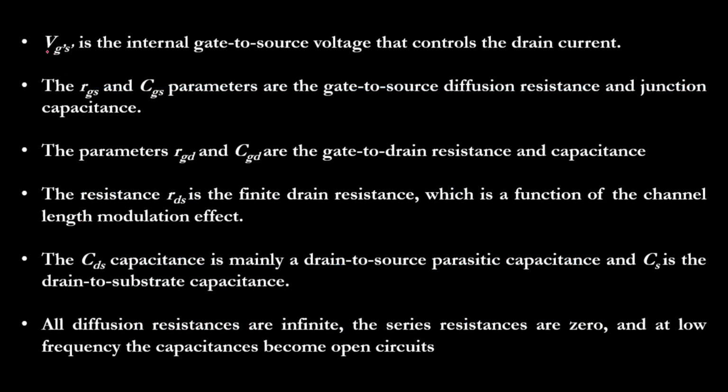I will just read out and go. VG'S' is the internal gate to source voltage that controls the drain current. The RGS and CGS parameters are the gate to source diffusion resistance and junction capacitance. The parameters RGD and CGD are the gate to drain resistance and capacitance. The resistance RDS is the finite drain resistance. The CDS capacitance is mainly the drain to source parasitic capacitance, and CS is the drain to substrate capacitance.